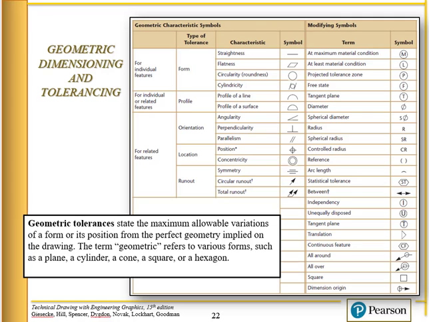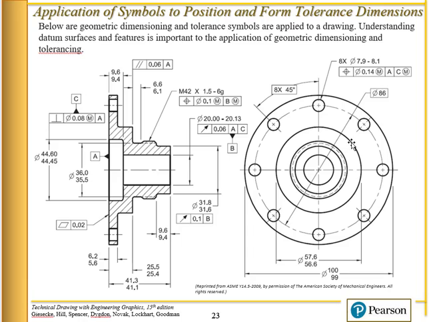Okay, so applications of position tolerance. Below are geometric and tolerance symbols applied to a drawing, understanding datum features. Okay, so this is why GD&T is so good. It allows you to define features and then locate features with respect to those features. Okay, so we see this datum A here. A line with a box around it that's tied to a surface is called a datum. So the lower surface of this part is datum A, and based on that, we use that to locate other features.